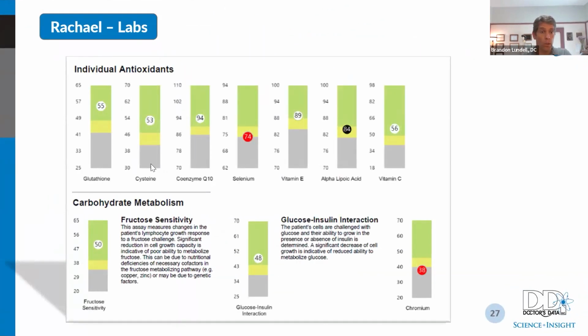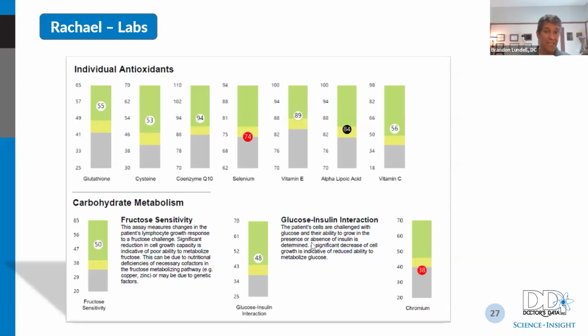And our glutathione levels were okay, but this is just in response to white blood cells. As we'll see, there's other factors that can influence whether or not that glutathione is working in the body. Cysteine is a little bit low. Selenium is a little bit low. Alpha lipoic acid, vitamin C, and chromium, which is part of the insulin receptor, is low too.